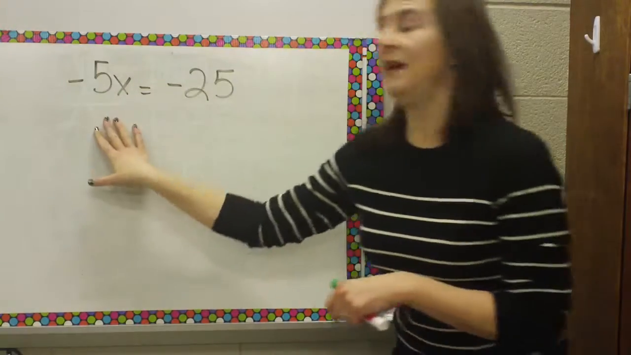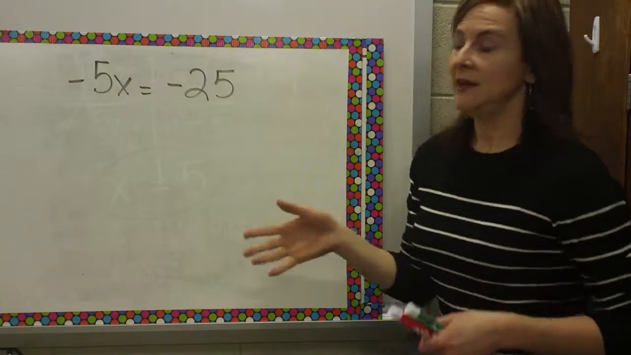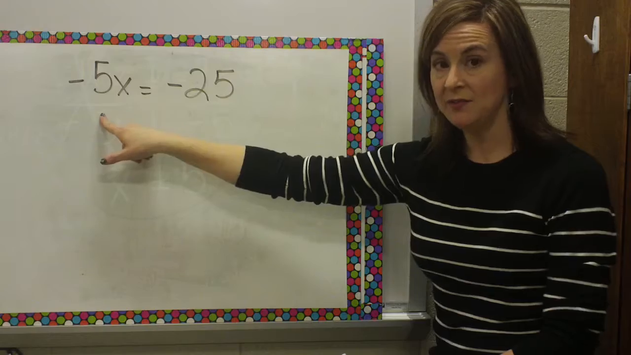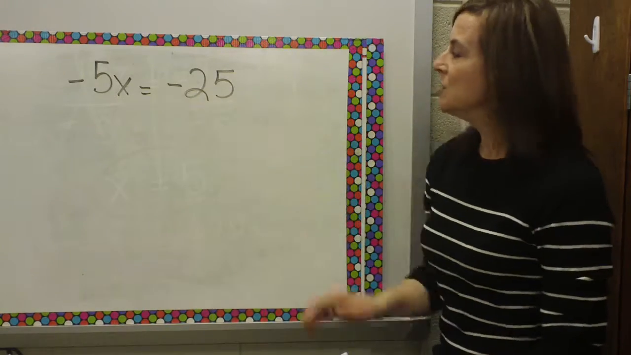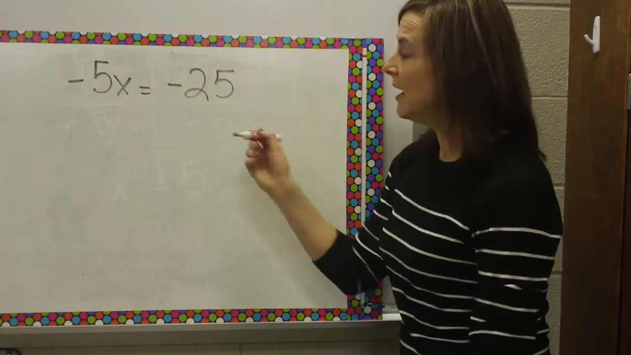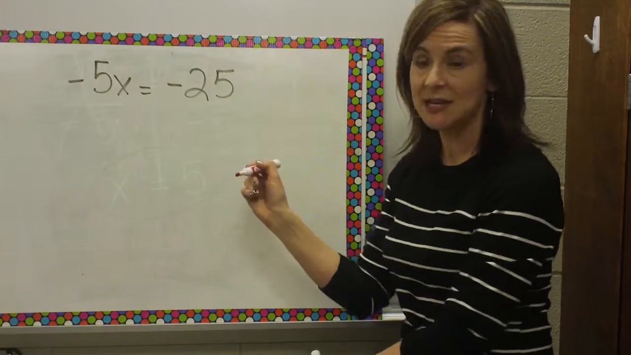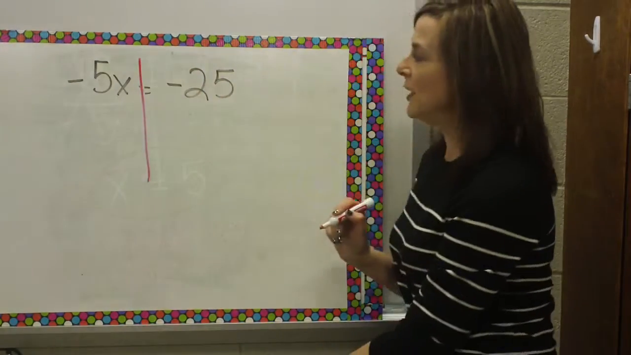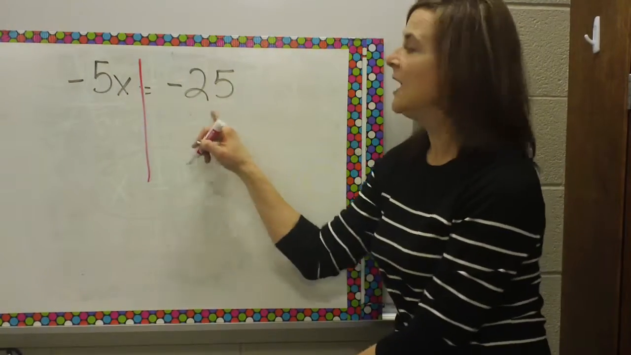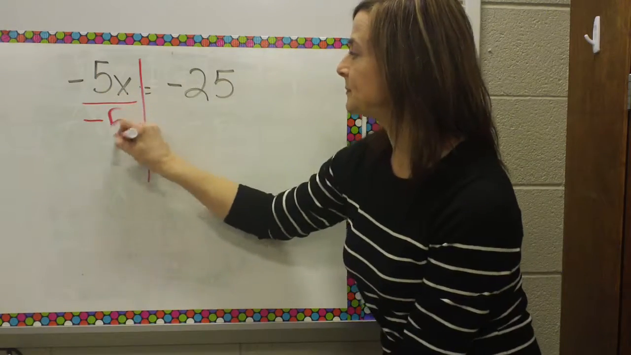In my first example, I have negative 5x equals negative 25. Now, I know that negative 5x means negative 5 times x. So, because I am multiplying in this equation, to get x by itself, I'm going to do the opposite operation, and the opposite of multiply is divide. Remember, I look at equations like a scale or a balance. I want this side to equal this side. To get x by itself, I'm going to do the opposite. The opposite of multiply is divide.